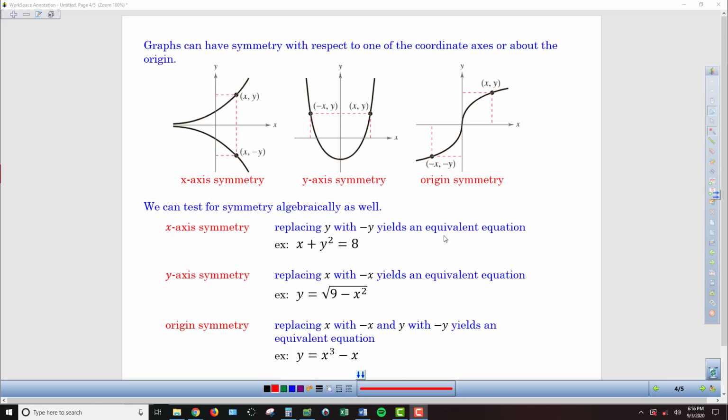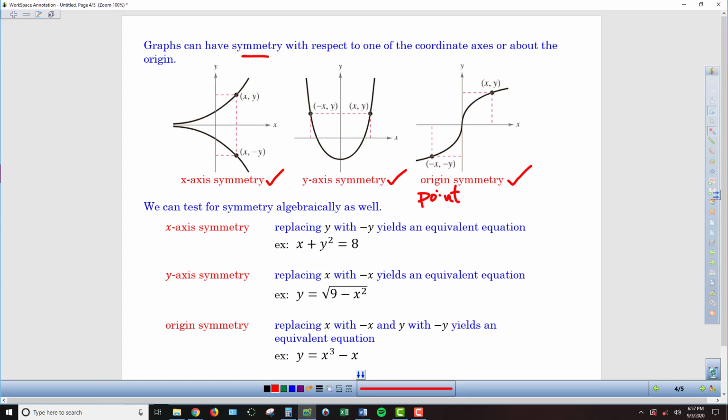The last concept we'll take a look at here concerning graphs, at least for now, is the concept of symmetry. We generally consider graphs to have the potential to have one of three types of symmetry. They may have none of these, but it's possible that we could see x-axis symmetry, y-axis symmetry, or what we call origin symmetry, often referred to as point symmetry about the origin, or just point symmetry.